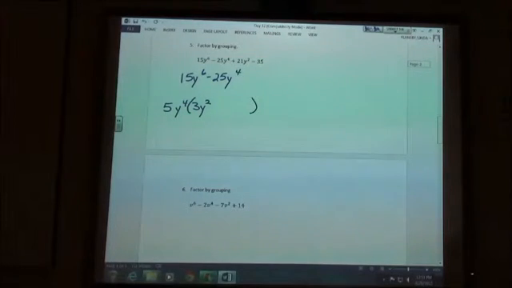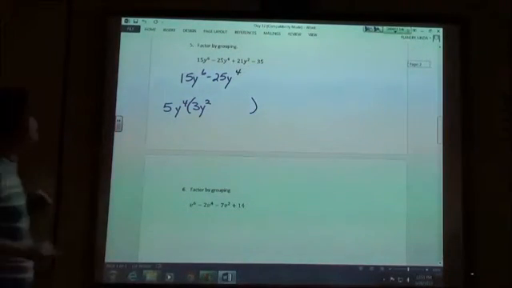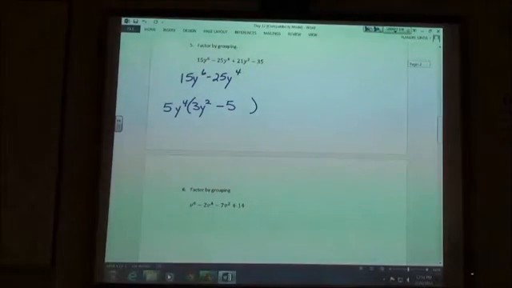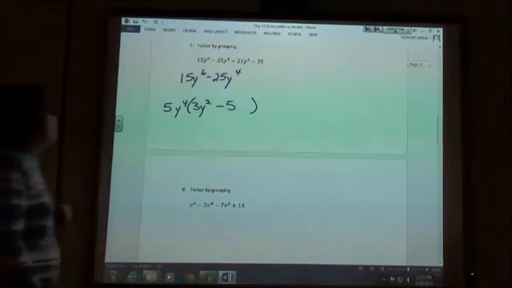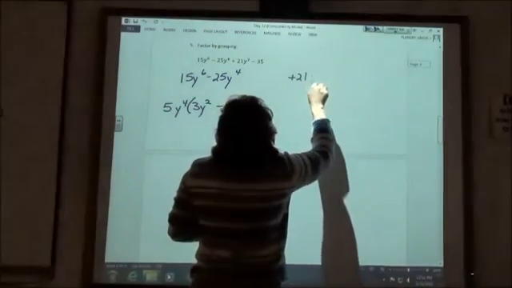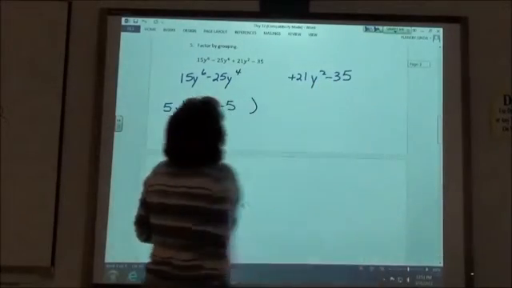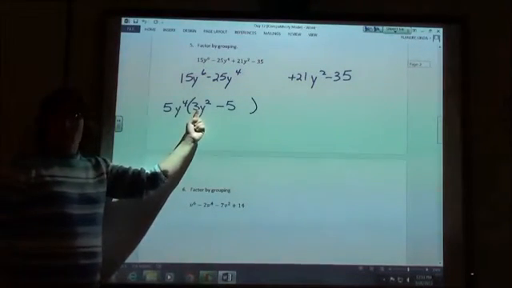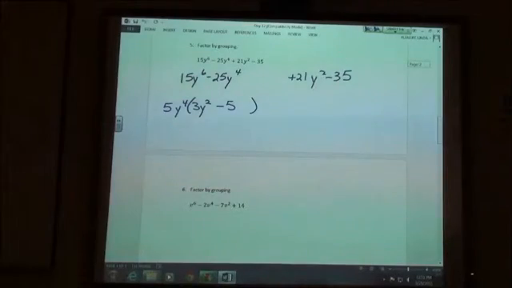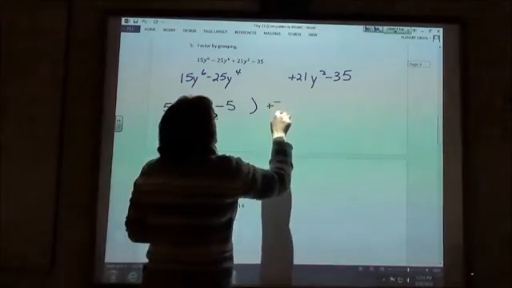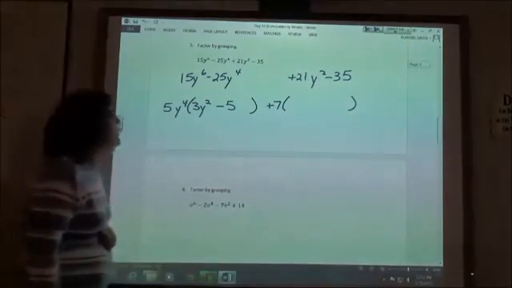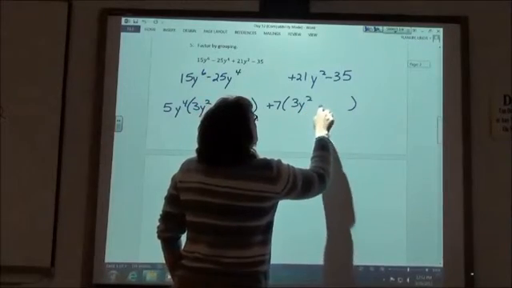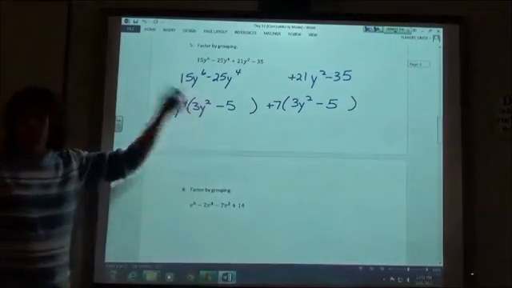If I have negative 25y to the 4th divided by 5y to the 4th, I get negative 5. So my other 2 terms, I have positive 21y squared minus 35. I have a 21y squared. I want to end up with 3y squared, so I'm going to need to divide that by 7. So a plus 7. And if I divide by 7, I would get 3y squared minus 5, which is what I want to get.